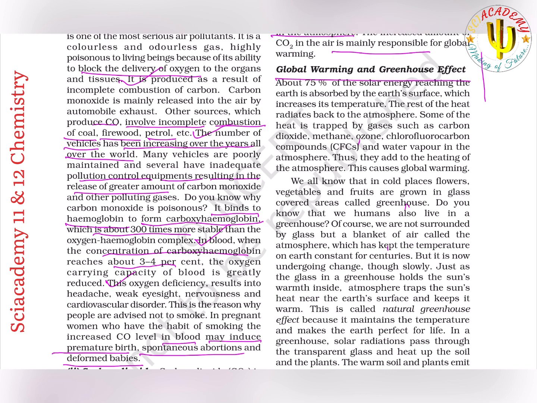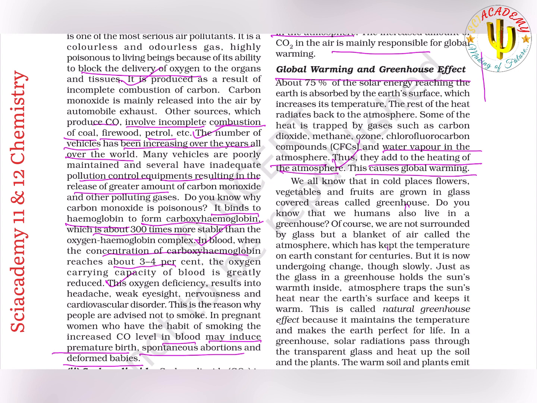About 75% of the solar energy reaching the earth is absorbed by the earth's surface, which increases its temperature. The rest of the heat radiates back to the atmosphere. Some of the heat is trapped by gases such as carbon dioxide, methane, ozone, chlorofluorocarbon compounds, CFCs, and water vapor in the atmosphere. Thus, they aid in the heating of the atmosphere.